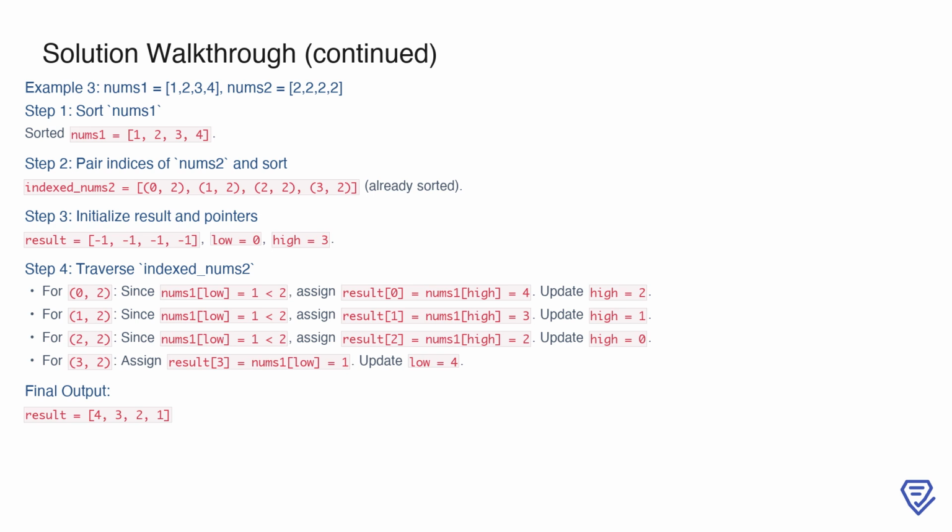For (1, 2), nums1[low] is still 1, less than 2, so we assign result[1] equals nums1[high], which is 3, and decrement high to 1. For (2, 2), nums1[low] is still 1, less than 2, so we assign result[2] equals nums1[high], which is 2, and decrement high to 0. Finally, for (3, 2), we assign result[3] equals nums1[low], which is 1, and increment low to 4. The final output is [4, 3, 2, 1].